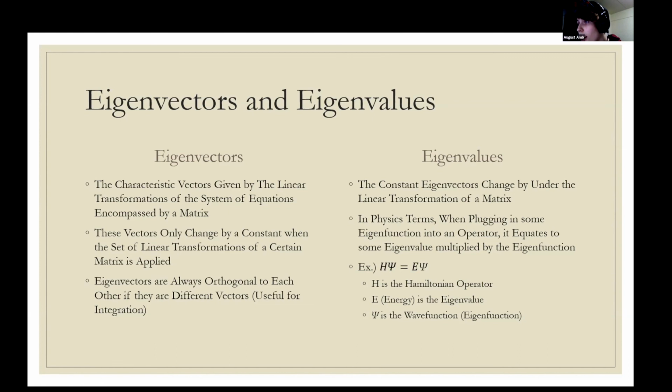As for eigenvalues, it's basically the constant the eigenvectors change by under a linear transformation of a certain matrix. Physics terms are a little bit more broad with the use of eigenvectors and eigenvalues. For instance, using the very, very basic equation for the Hamiltonian, H is just a Hamiltonian operator. When plugging an eigenfunction into an operator, it equates to some eigenvalue multiplied by the eigenfunction. In this case, the eigenvalue is energy, and the wave function is the eigenfunction. And I believe that is all that I have.